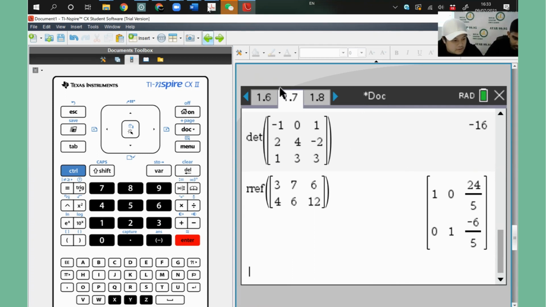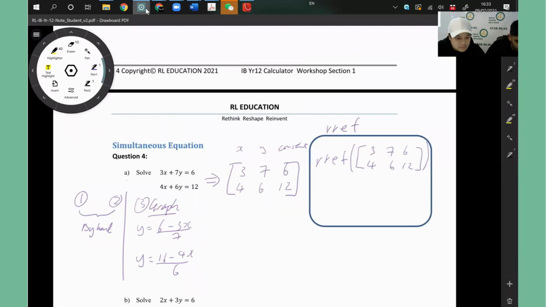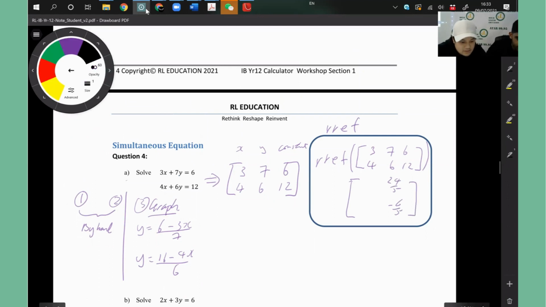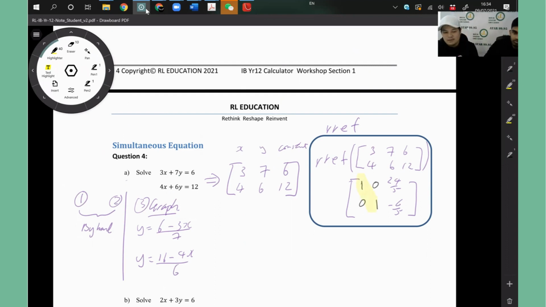Make sure this is 1, 0, 0, 1. This one is an identity. This is called identity like this. This diagonal is 1, the rest is 0. Then your answer, the first one stands for your x, the second one stands for the y.